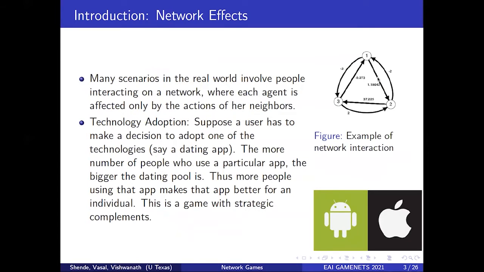We see many such scenarios in the real world where people are interacting on a network, and each agent is affected only by the actions of their neighbors. In technology adoption, a user has to make a decision to adopt one of the technologies. For example, in a dating app, the more people who use a particular app, the bigger the dating pool is, and thus more people using that app makes the app better for a particular individual. This is an example of a game with strategic complements. This is also seen in Apple versus Android. If your friends are using Apple products more, then you would tend to get an Apple product rather than an Android.